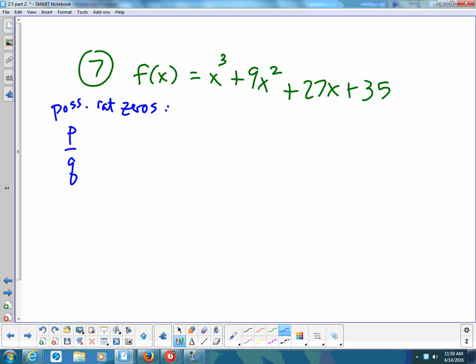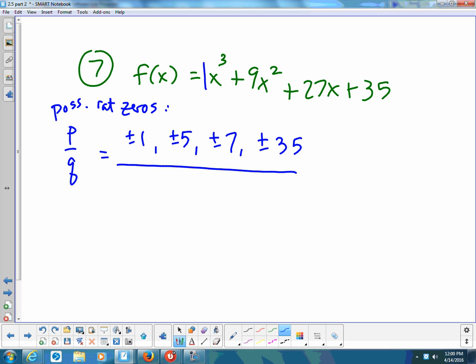Sure. 35, 5, 1, 7. That's it? Okay. So those are my P values. The Q values are going to be the factors of my leading coefficient, but that's just 1, so I just get plus or minus 1. So my list is going to be plus or minus 1, plus or minus 5, plus or minus 7, plus or minus 35. Okay?